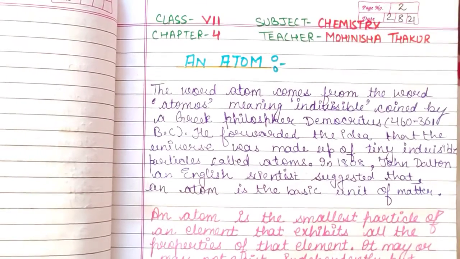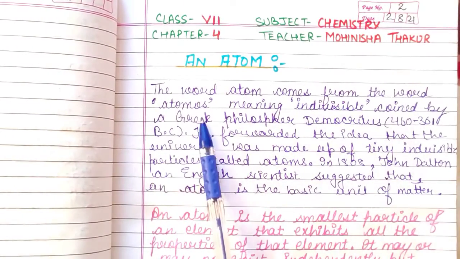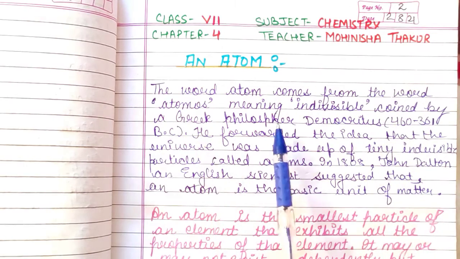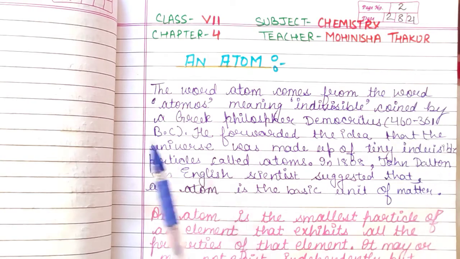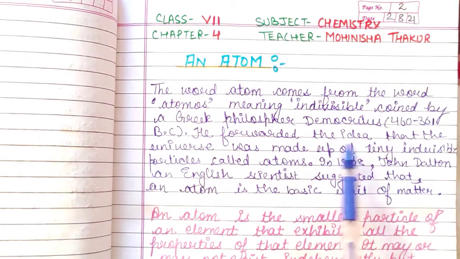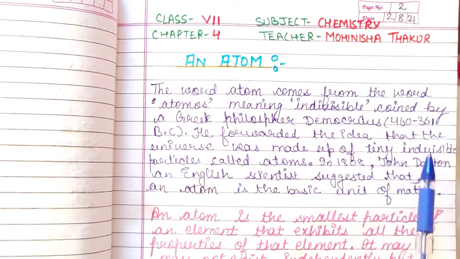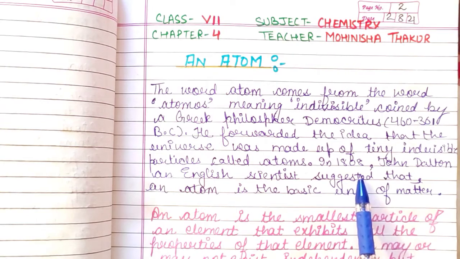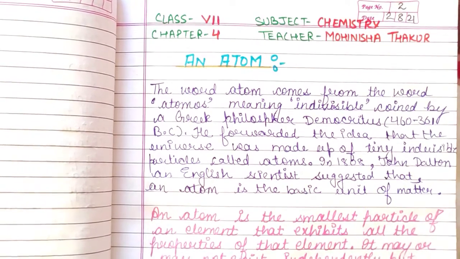So what is an atom? Students, the word atom comes from the word atomos, meaning indivisible, coined by a Greek philosopher Democritus in 460 to 361 BC. He forwarded the idea that the universe was made up of tiny indivisible particles called atoms. In 1808, John Dalton, an English scientist, suggested that an atom is a basic unit of matter.